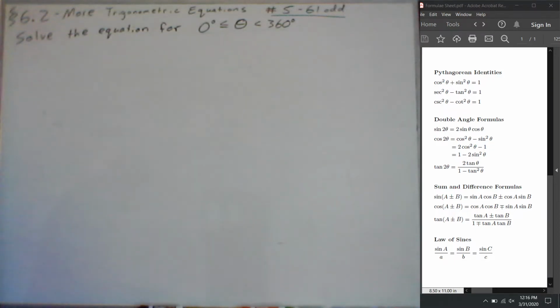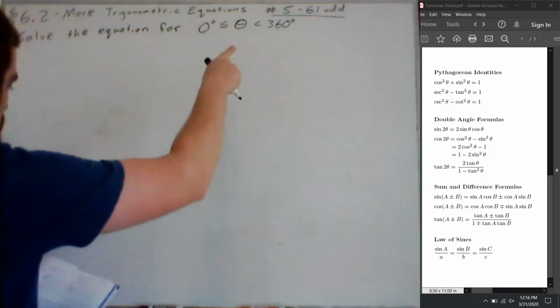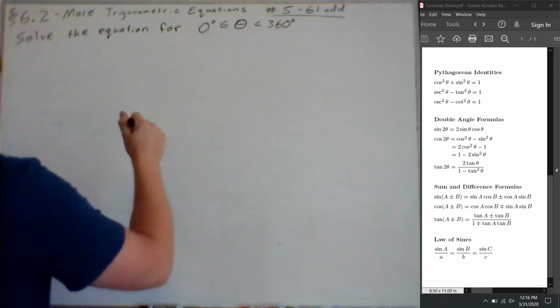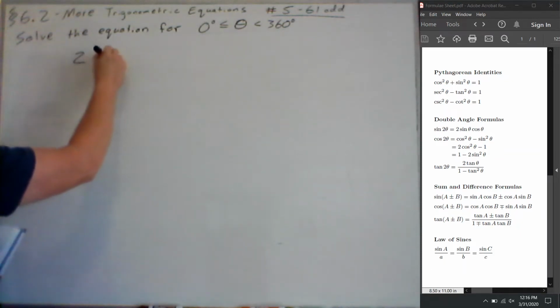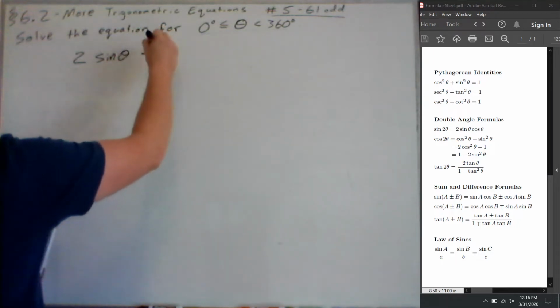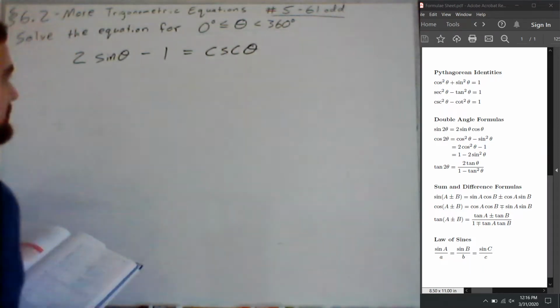Let's do another one that has us using theta between 0 and 360 degrees. So, same thing, solve the equation, sticking to 1 trip around the unit circle. Let's say we're given something that looks like 2 times sine of theta minus 1 is equal to cosecant of theta.